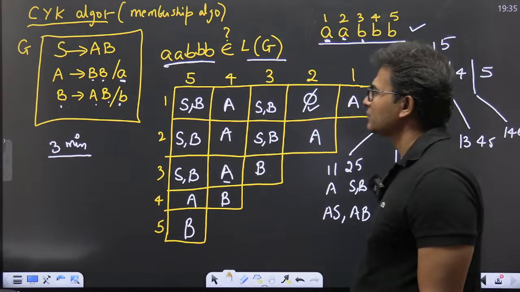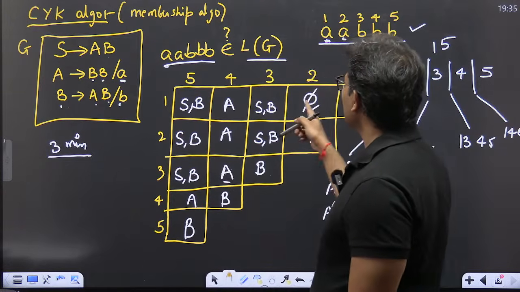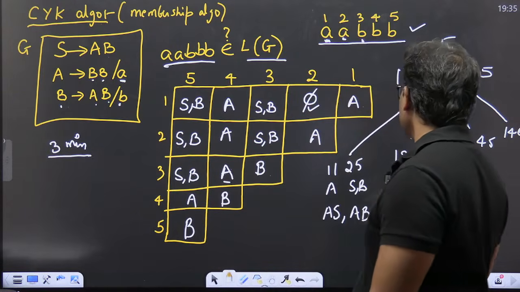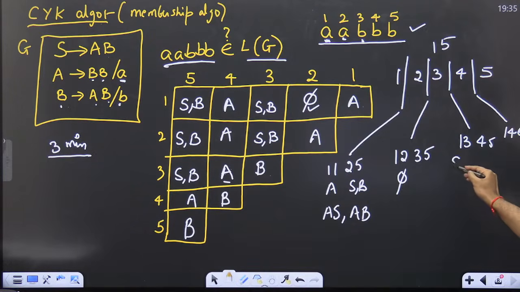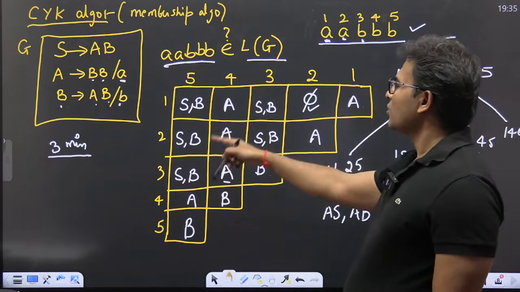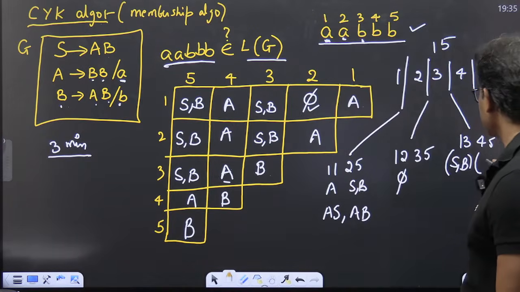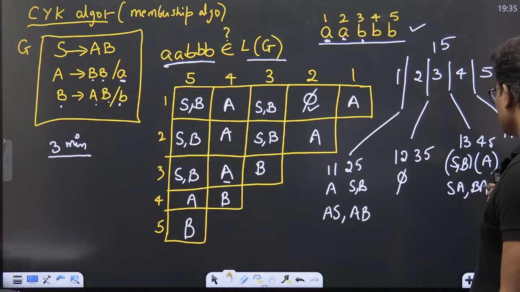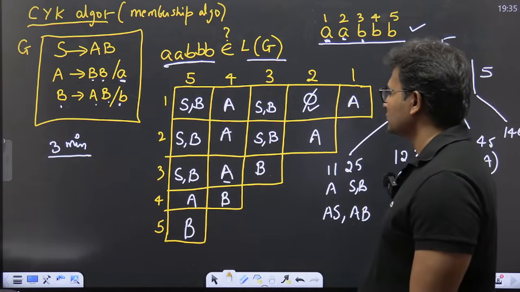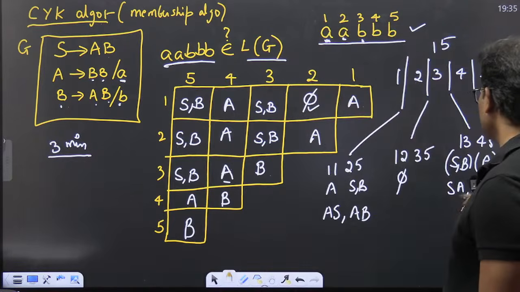1 2 3 5. So 1 2 is 5, therefore we don't have to worry about it. Now 1 3 4 5. 1 3 is S comma B and 4 5 is A. Now what is it? SA, BA. Is SA present there? No. Is BA present there? No. These two are not present.